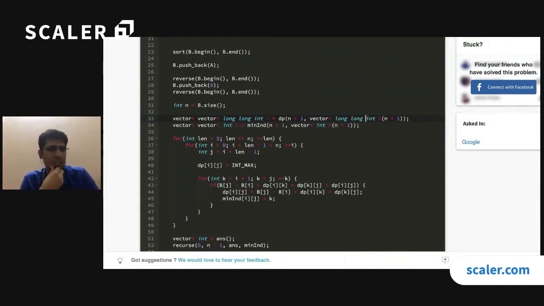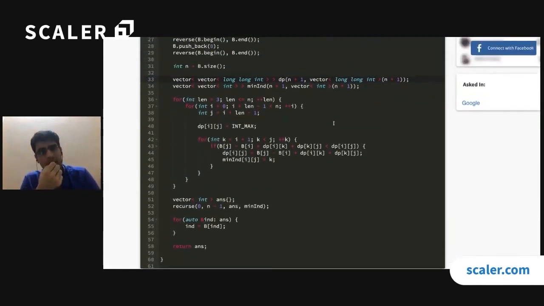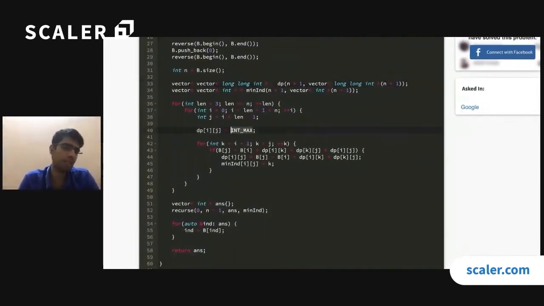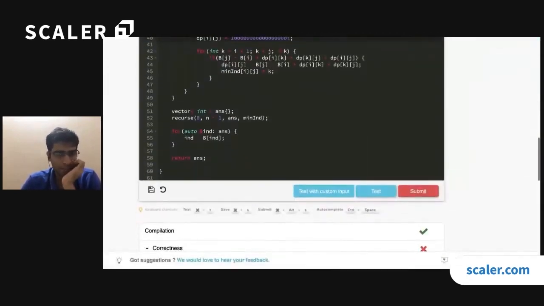Because there doesn't seem to be any other issue then. If I'm failing for the large test cases and I know that there is overflow possible, then probably that is the thing. And then this dp[i][j] will also have to be something larger than integer max, right? Or not? Eventually it should not, but it can be. So let me make it. I have taken it as a long 10 to the power 17.